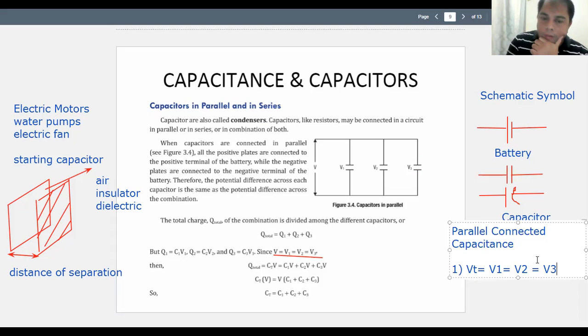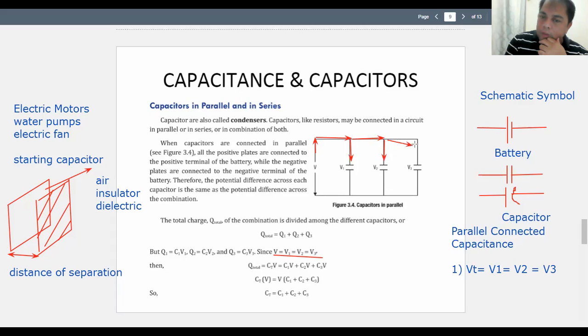Now, another characteristic that we will see here is that once we connect this to the battery, the battery will now provide a charge. From the battery, electrons, or charges, will travel and start to enter the capacitance. The first charge will go to capacitance number 1, and another charge will go to capacitance number 2.